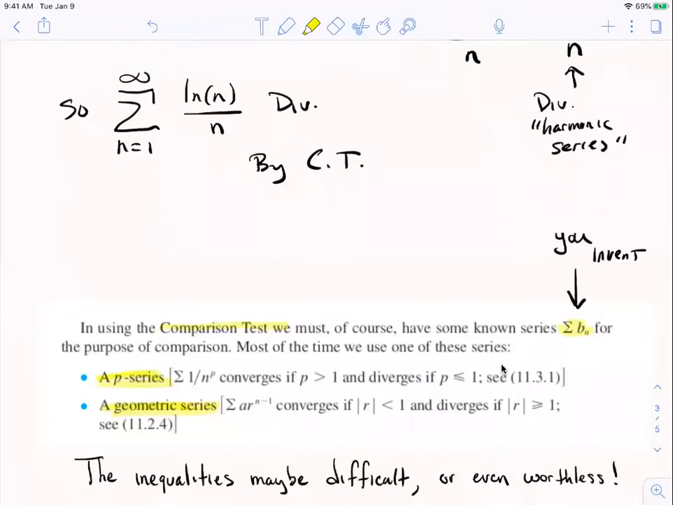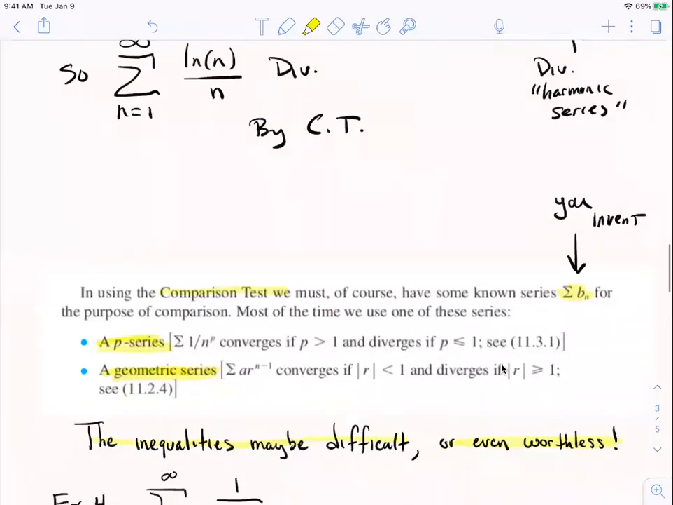Okay, but I want to say that the inequalities can be difficult. Establishing the inequalities may be difficult, and sometimes they might even be worthless. You can end up finding out that your series behaves like something, but the inequality is the wrong way. Let me show you what I mean with an example.